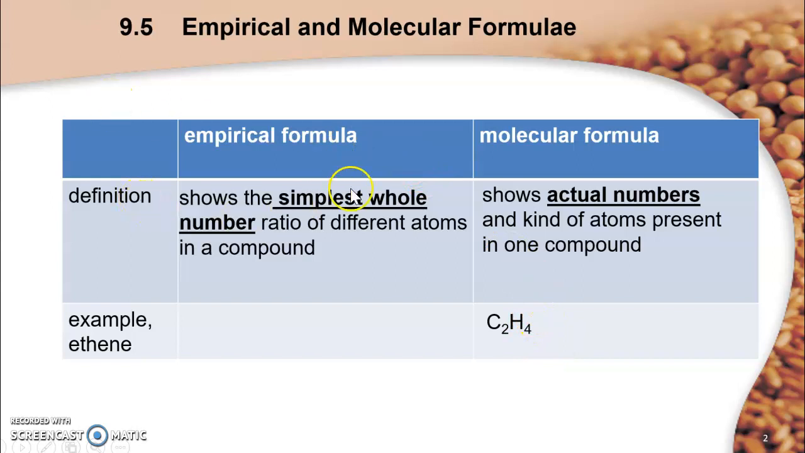If I were to change it to its empirical formula, which is the simplest form, it will be CH2 in this case. Do take note that the empirical formula shows the simplest ratio and it must be a whole number ratio. So in your formula, there should not be any decimals.